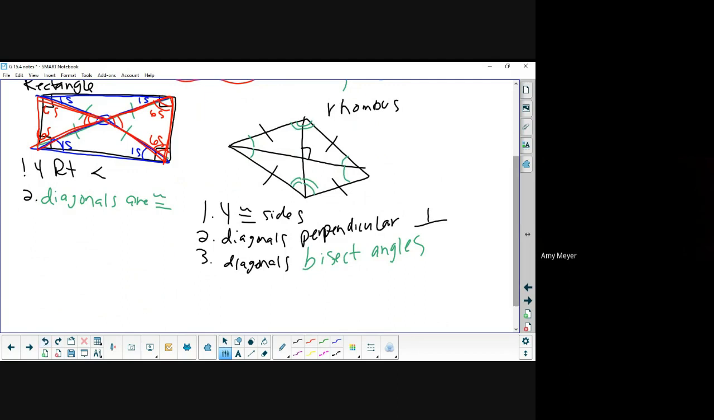Questions on the rhombus? Or singular plural, you might see rhombi. Same thing.